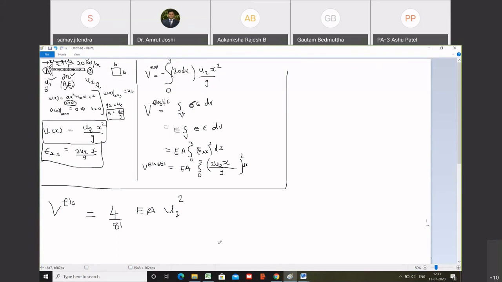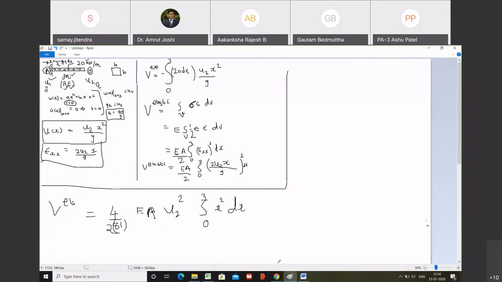Is that correct? 4 by 81 u2 square. Is half left? Yes, half is pending. So you are going to have EA by 2. This is EA by 2, and you are going to have here 2 into 81. Am I right? So 4 upon 2 into 81 into EA into u2 square. This is outside, and what remains here is the integral from 0 to 3 of x square dx. Agreed? Now simplify this integration.